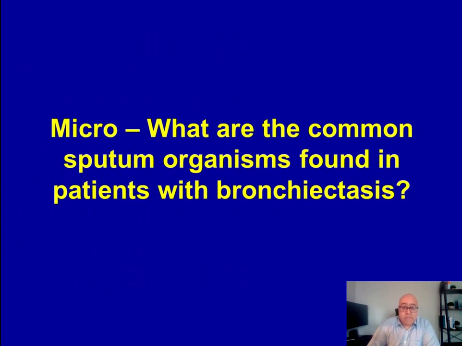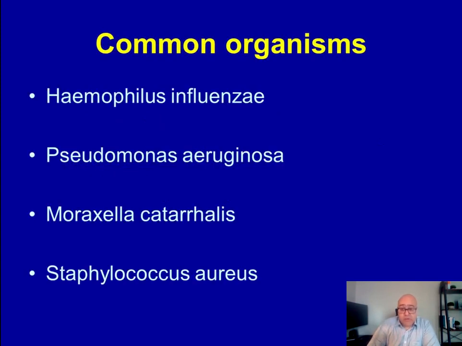So thinking about microbiology, what are the common sputum organisms found in patients with bronchiectasis? Well, the common ones that we see are Haemophilus influenzae, Pseudomonas aeruginosa, Moraxella, and Staph aureus.